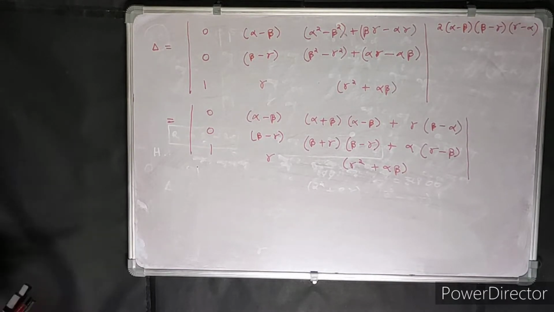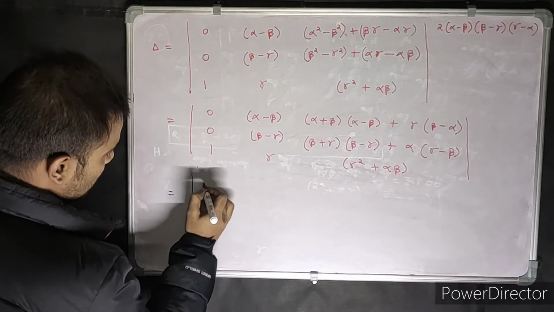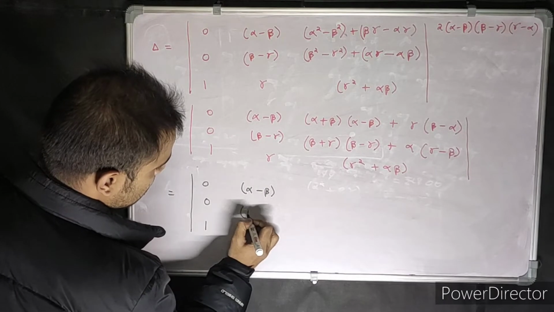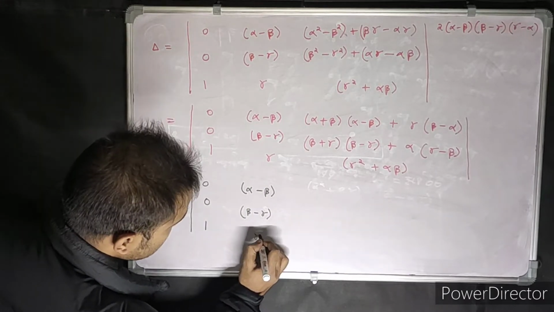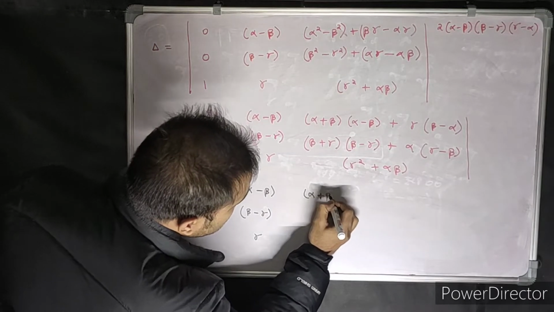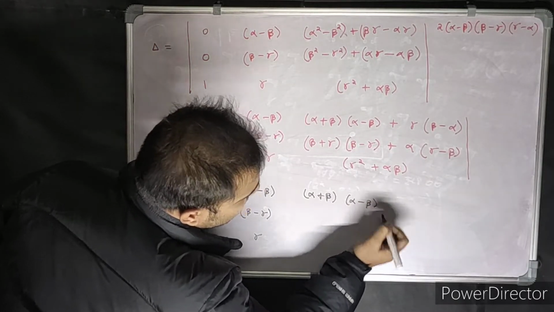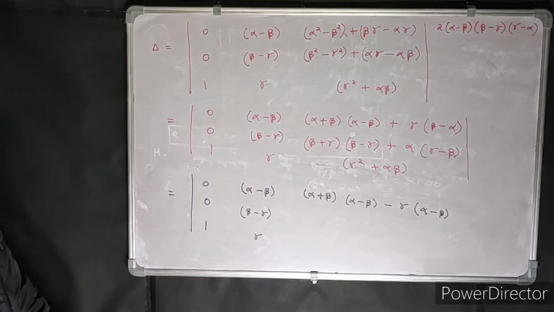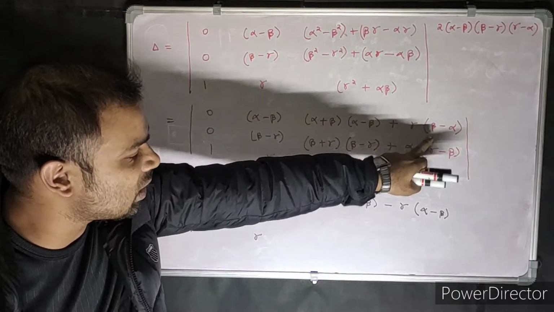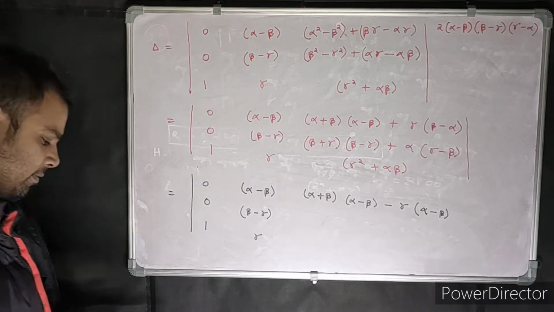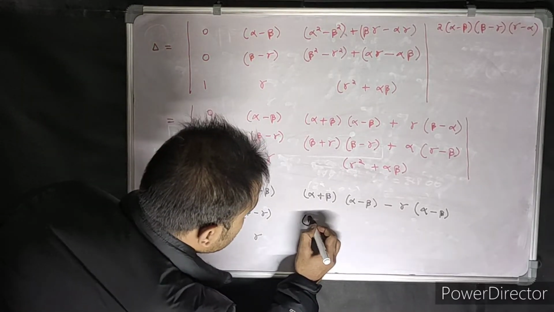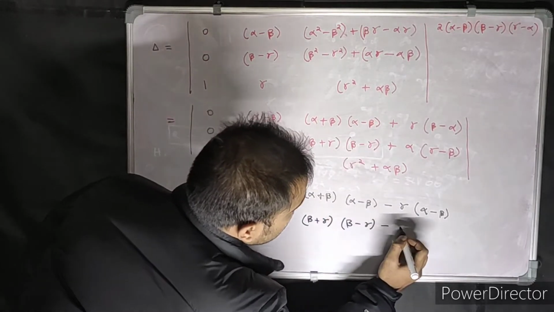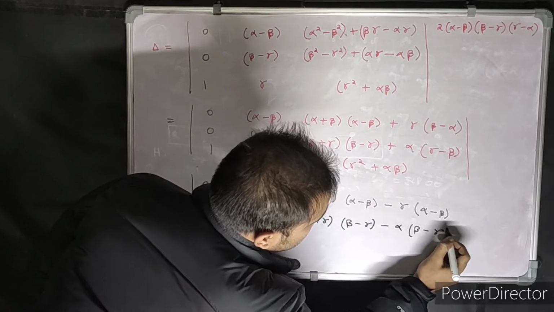Okay. So the next part of this is going to be 0, 0, 1. This is alpha minus beta. This is beta minus gamma. This is gamma. That is alpha plus beta. That one again is alpha minus beta minus gamma. This is alpha minus beta. See, look, the alpha was a negative, became positive. The beta was a positive, became negative. Okay. Then next is beta plus gamma, beta minus gamma minus the alpha. This became beta minus gamma.